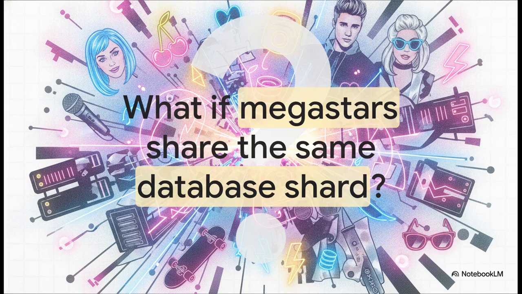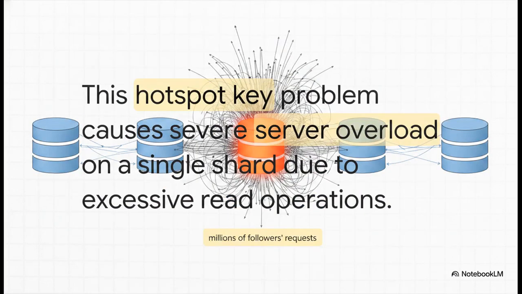In fact, it brings up a really entertaining, but honestly terrifying technical scenario. What on earth happens to your system when Katy Perry, Justin Bieber, and Lady Gaga all randomly end up on the exact same database shard? Welcome to the dreaded celebrity problem, or the hotspot key problem.